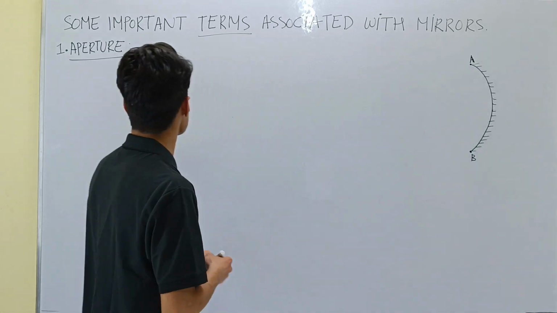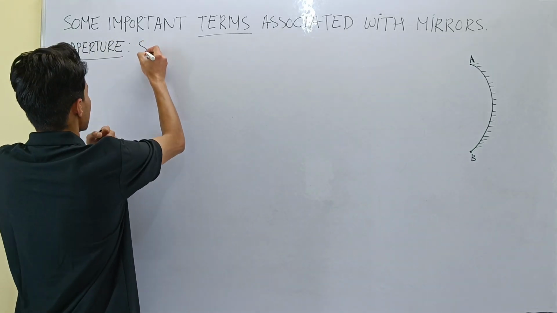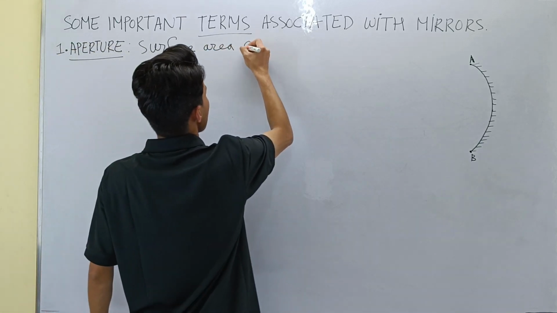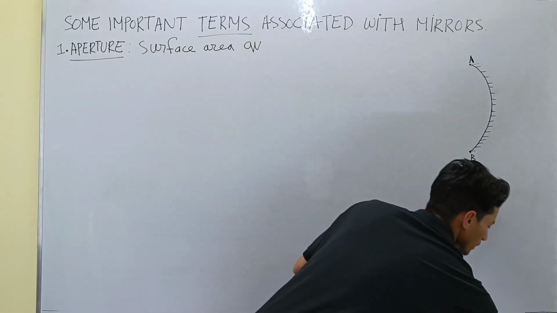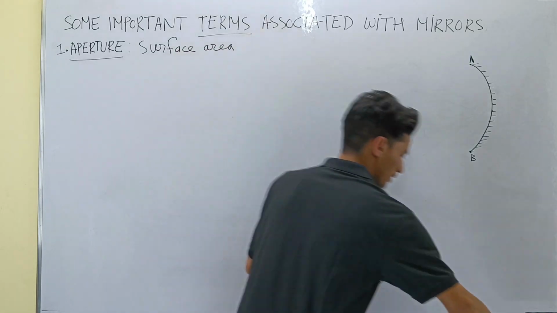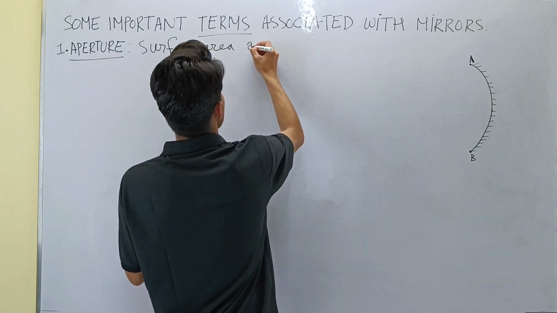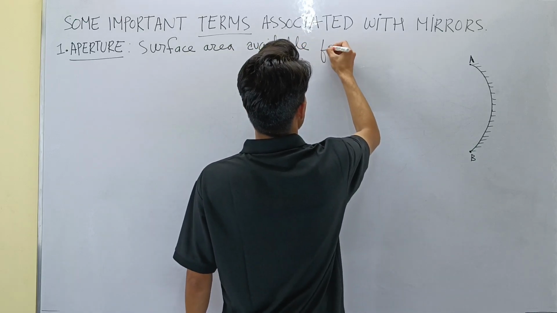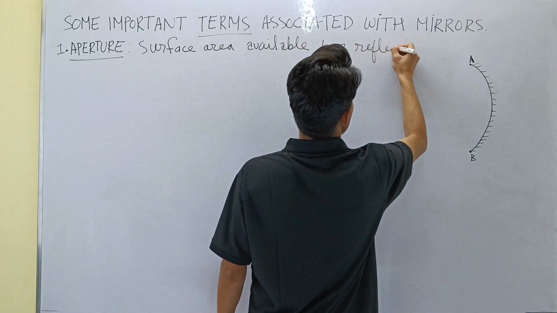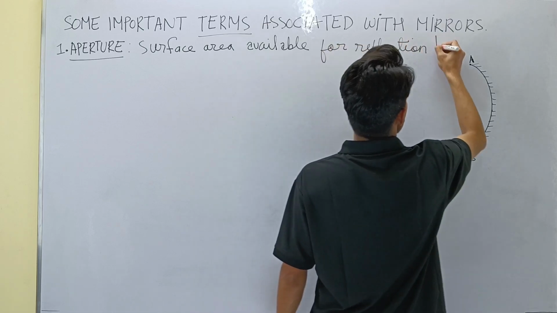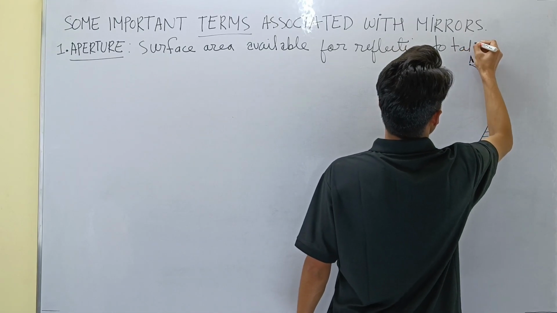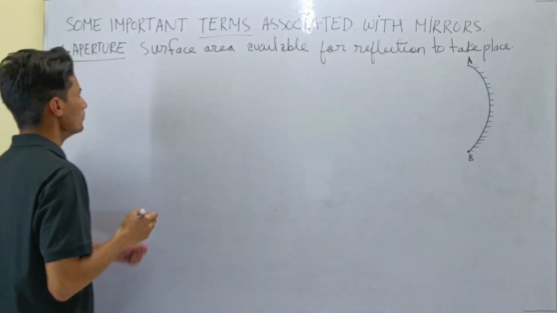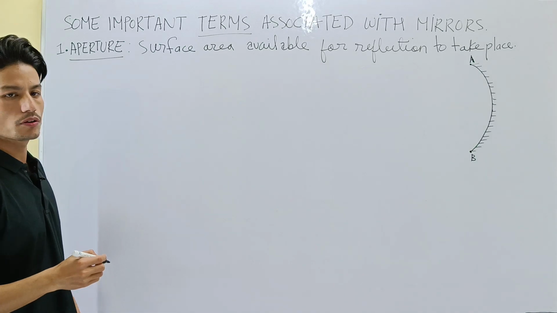So let's write that. What is aperture? Aperture is the surface area available for reflection to take place. Please write down the notes, students. So the surface area available for reflection to take place is called aperture.